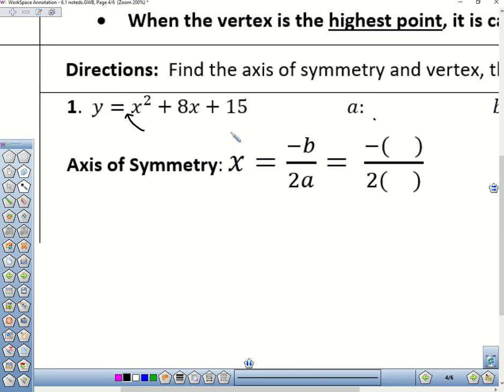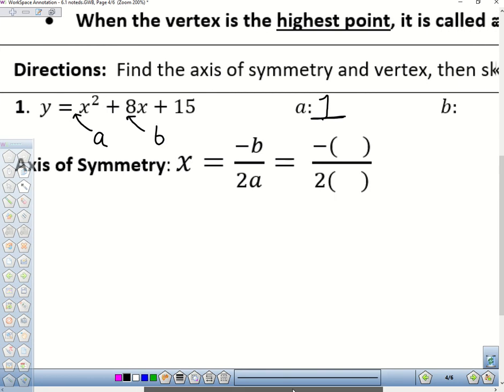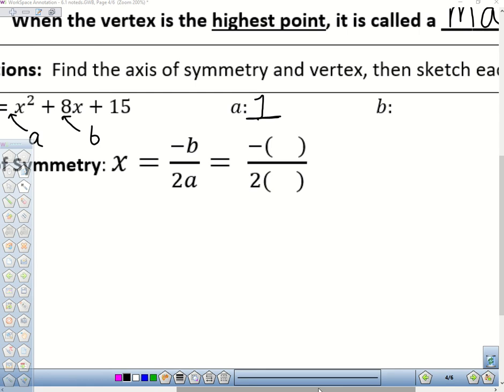My pen's just not cooperating today. But the a value is 1, okay? And this value is your b value, the coefficient in front of the x term, which is? 8. Good, it's 8. And the last one, c, is 15.